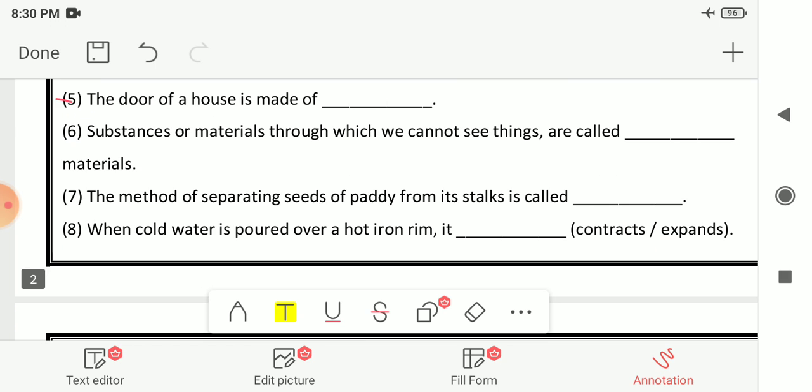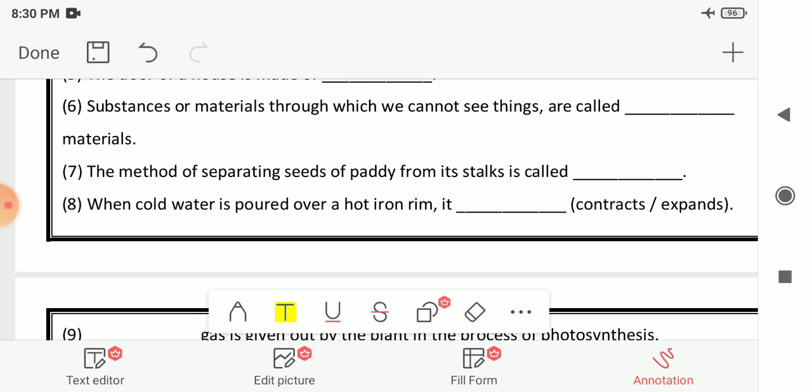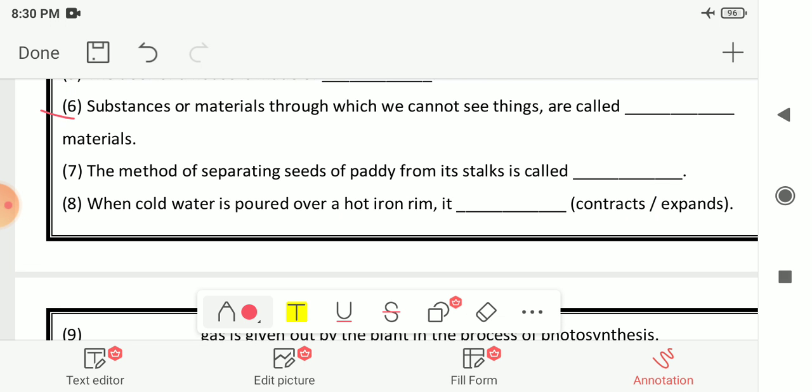Next sixth number. Substances or materials through which we cannot see things are called blank materials. So these kind of materials are known as the opaque materials. So here your answer is opaque. The substance or materials through which we cannot see other things are known as the opaque materials.